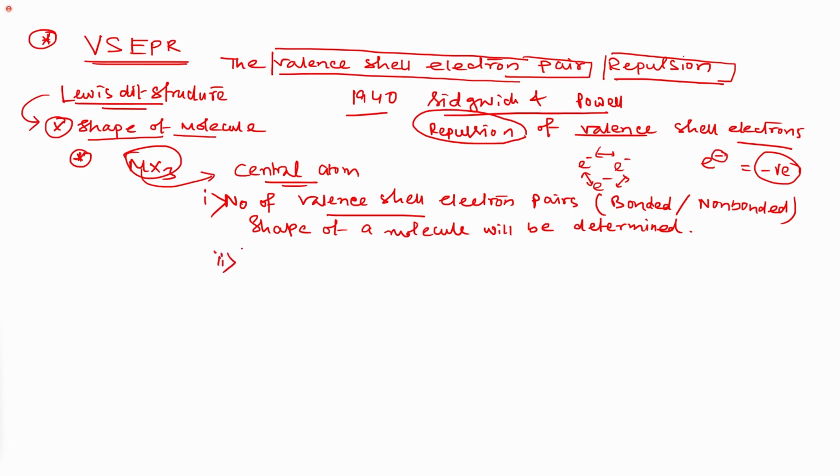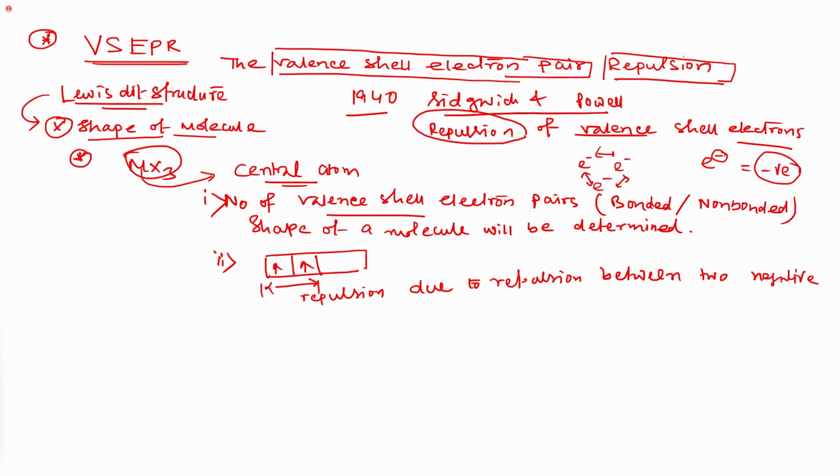The second postulate is that pairs of electrons in the valence shell repel one another, since the electron clouds are negatively charged. If you see the valence shell, suppose there is one electron and another electron. Among these two electrons, there is a repulsion, the repulsion between two negatively charged electrons. The electron clouds are negatively charged.